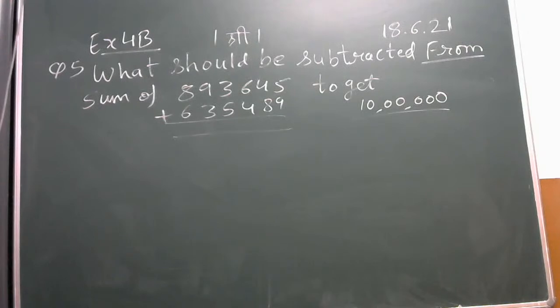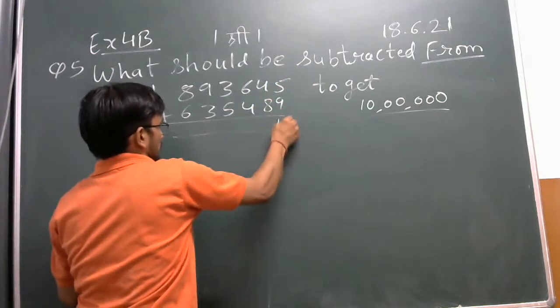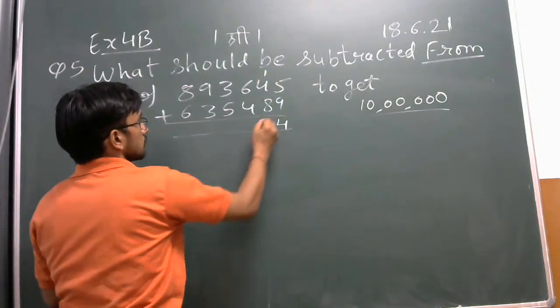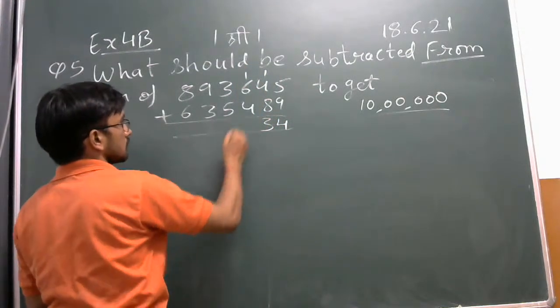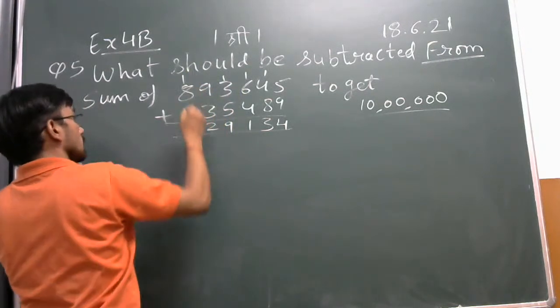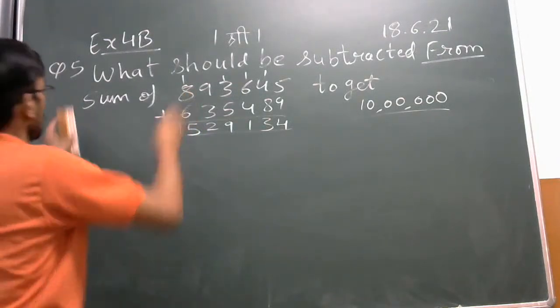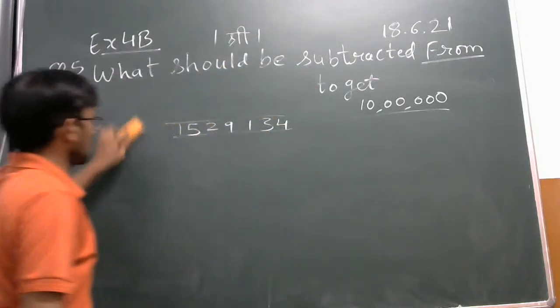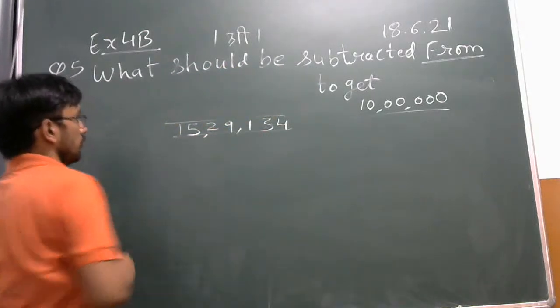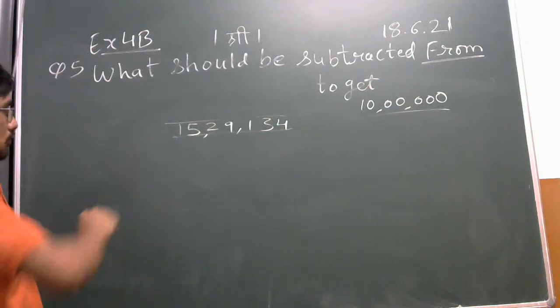Vidya is asking 1 2. I solve. Okay, fine. आप क्या माइनस कर देंगे इस सम में से? सम कितना आ रहा है? 9 + 5. Fine. So now the question is what we should subtract from 15,29,000 to get 10,000. What should be subtracted from?